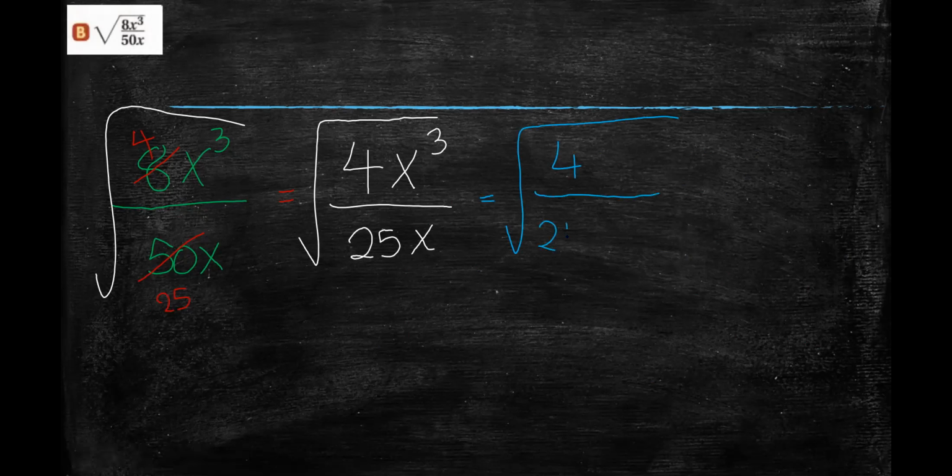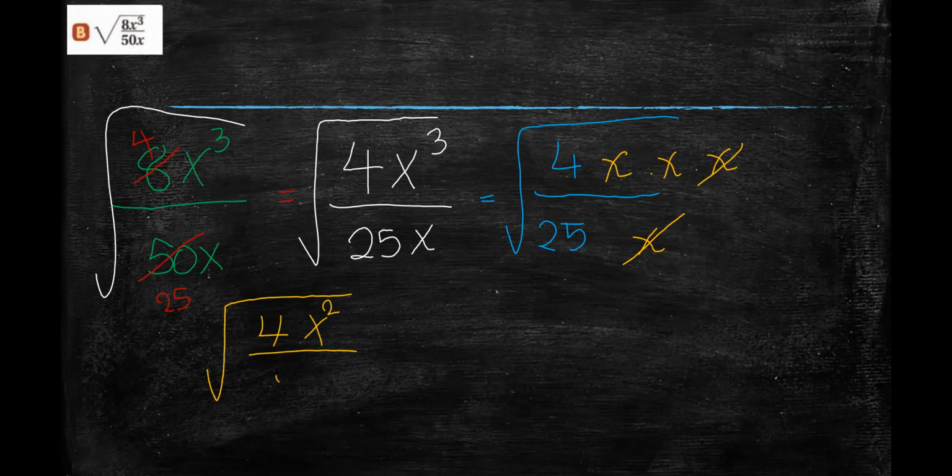On the variables, how many x do we have in the denominator? One. And in the numerator, we have 3 x's. So x cancels x, and then 2 x's will cancel the square root. Exactly. So I have now to put it like this: square root of 4x squared over 25.